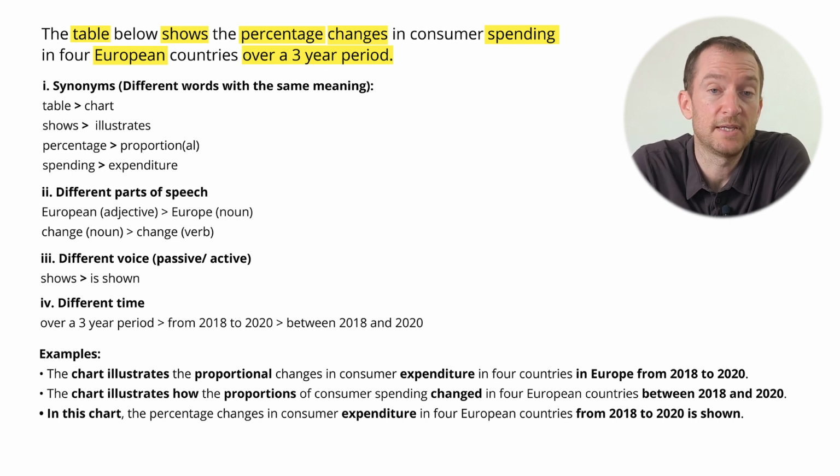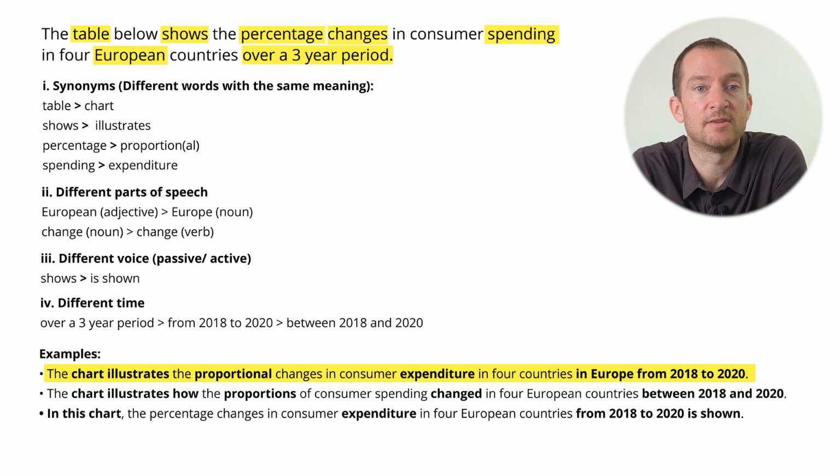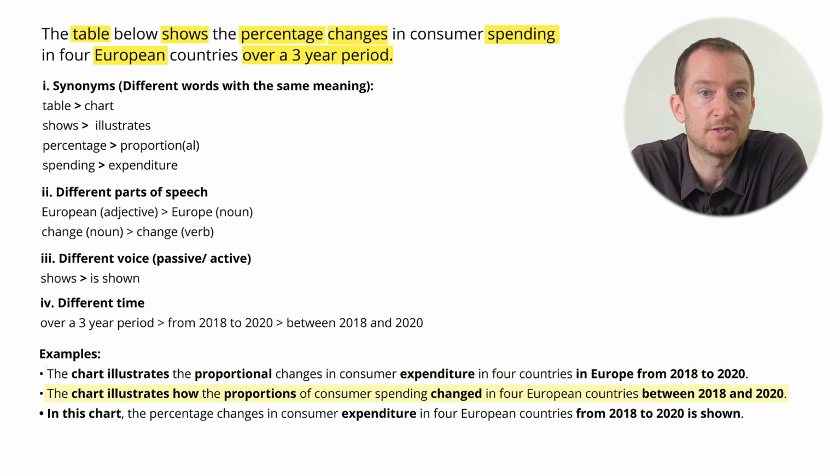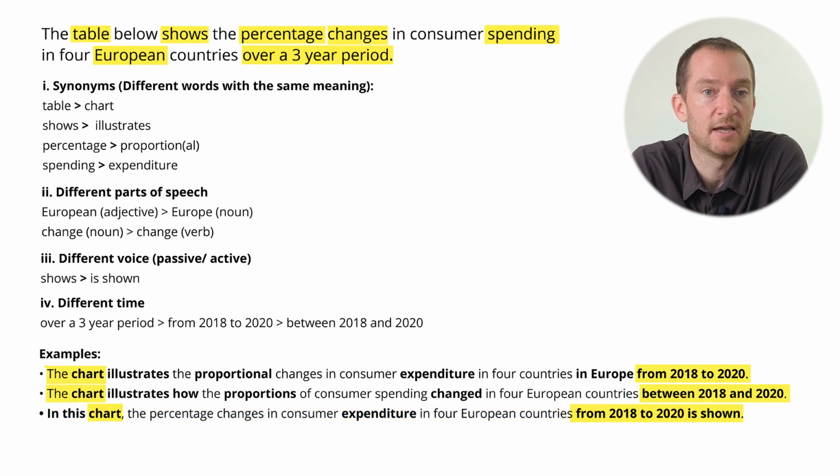So now let's look at 3 examples of effective paraphrasing of the whole task rubric. Each one is slightly different. In the first example, we change show, percentage, spending, and European. In the second example, we change show, percentage, and the word change. Finally, in the third example, we change spending, and we switch from the active to the passive voice of show. We also describe the table as a chart in each case, as well as use different expressions for the time period.